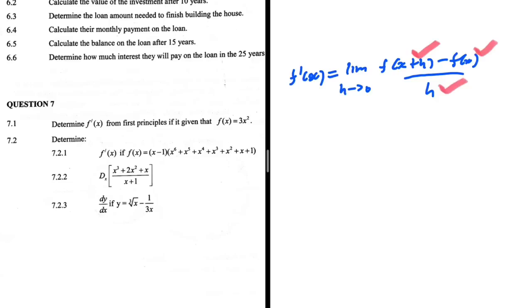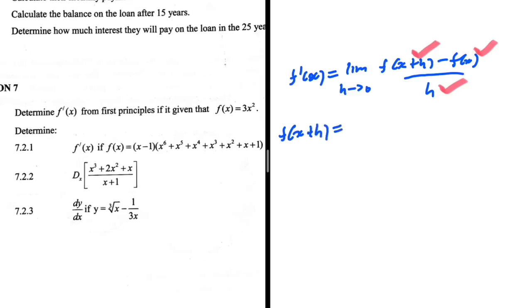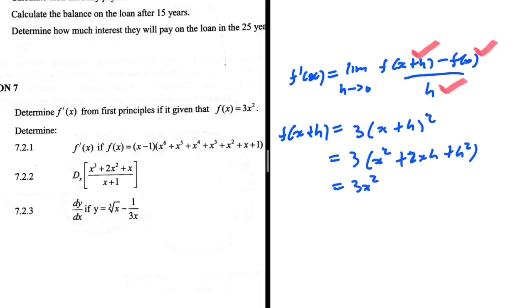So let's work out the numerator first. In the numerator we have f of x plus h. So let's see what happens when we do that. f of x is 3x squared. So we're going to have 3 times (x plus h), everything squared. So this is 3 times (x squared plus 2xh plus h squared), right? And this will give us 3x squared plus 6xh plus 3h squared. That is f of x plus h.